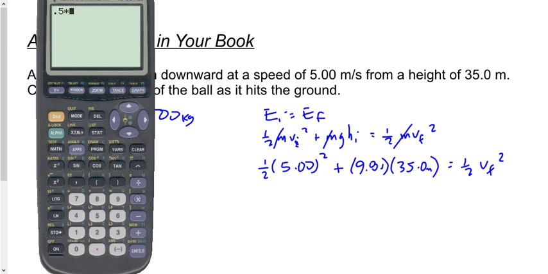Let's say 0.5 times 5 squared equals. And then let's add to that, use some brackets here, 9.81 times 35 equals. And now we can either multiply that number by 2 to take the half over, or we can take the half over by dividing. I'm going to multiply it by 2 this time. If you had divided that by a half, we would have got the same thing. And now we have to square root that. So we do that, and we end up getting 26.7 meters per second.